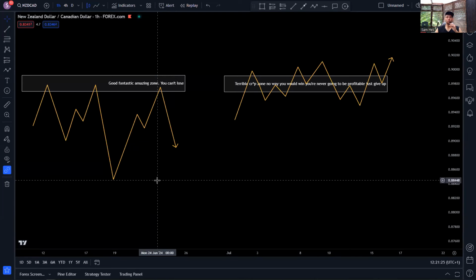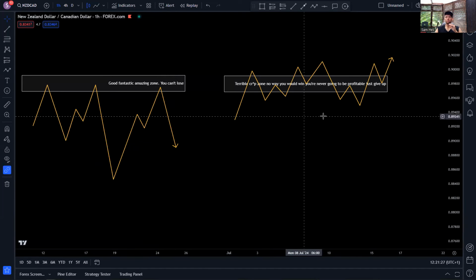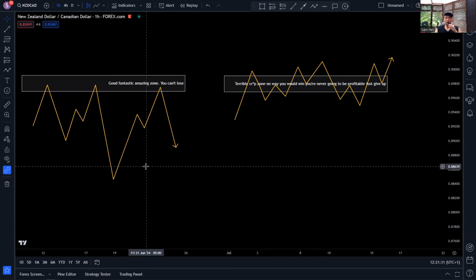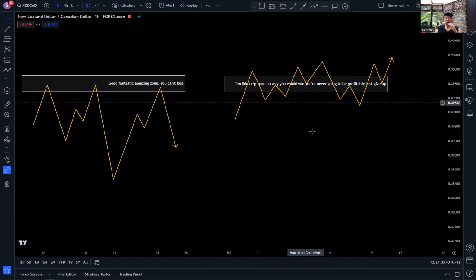Hello everyone. Now it's been a while, but in this video, I'm going to teach you and show you how I draw zones, what I think is a good zone and what I think is a bad zone. So here on the left, we have what I use as a good zone, and on the right, a pretty terrible zone.